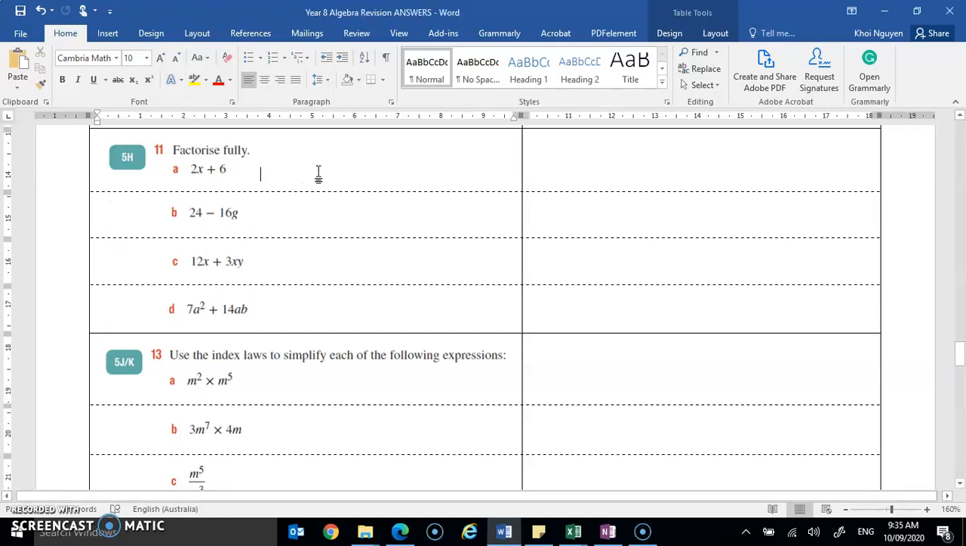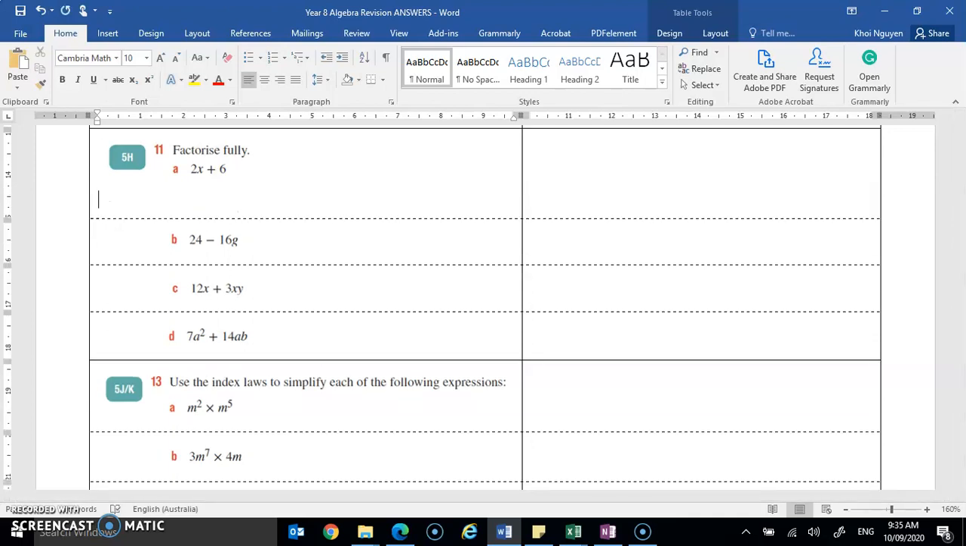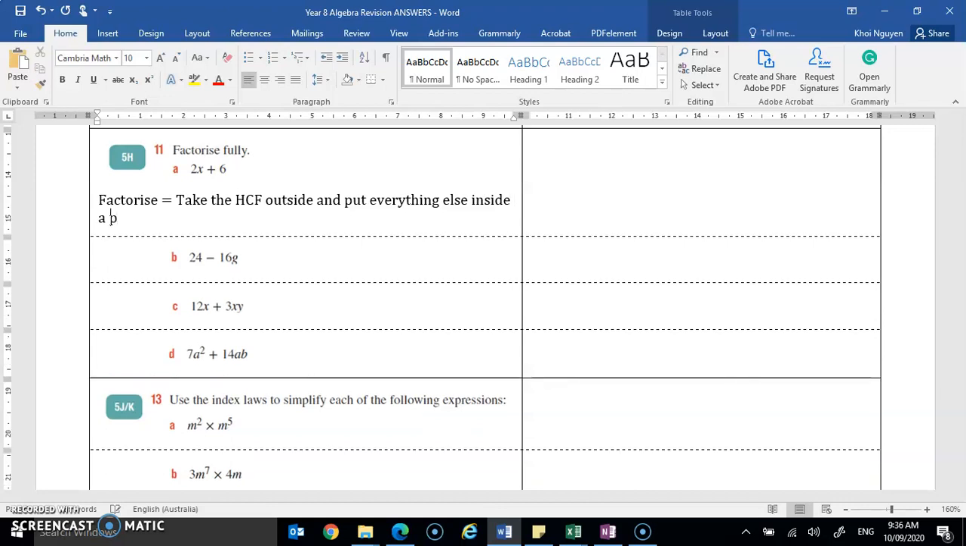Okay, so what does it mean by factorizing? So to factorize, what we have to do is we are going to take the highest common factor outside. And when we say outside here, it means outside of the brackets, a pair of brackets. And put everything else inside a pair of brackets.